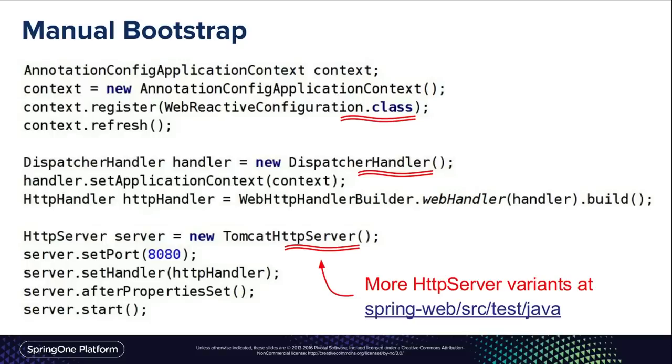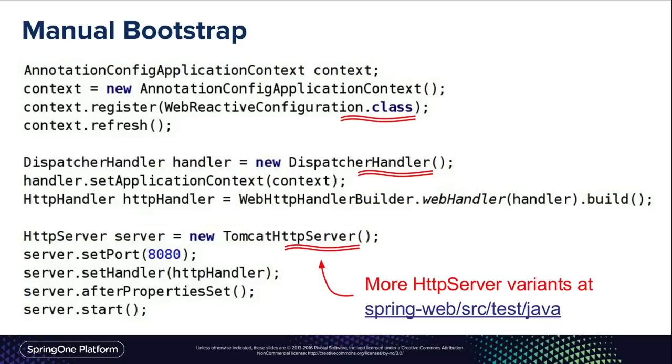Also, you can bootstrap manually. It's not too bad. Essentially, you just have to create your application context and then a dispatcher handler. You can see at the top, we have a Web Reactive configuration class. That's the Java config that gives you all the infrastructure you need on the Web Reactive side. So it's pretty straightforward. The only thing that's left there, you have to declare your controller beans or component scan them, obviously.